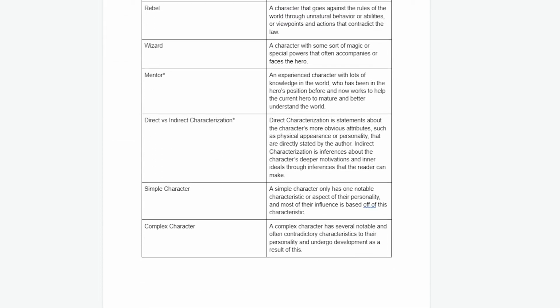Alright, next we have the mentor, who is an experienced character with lots of knowledge in the world. They've usually been in the hero's position before, and they now work to help the current hero to mature and better understand the world. And finally, although this is not really exactly like a character type itself, direct characterization versus indirect characterization. Direct is statements about the character's more obvious attributes, like their physical appearance or personality, that are directly stated by the author, and indirect is inferences about the character's deeper motivations and inner ideals through inferences that the reader can make.